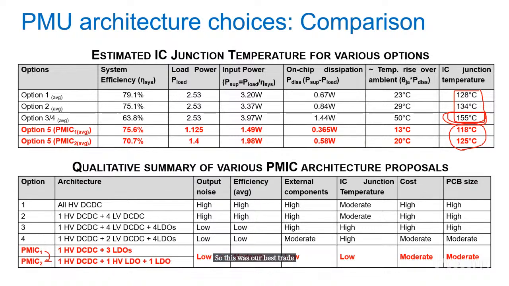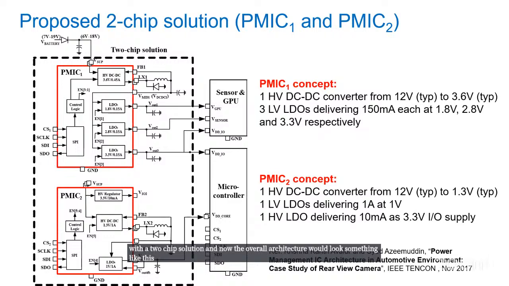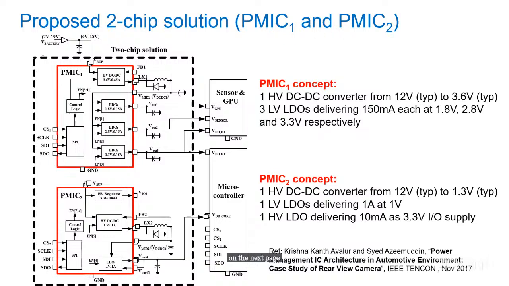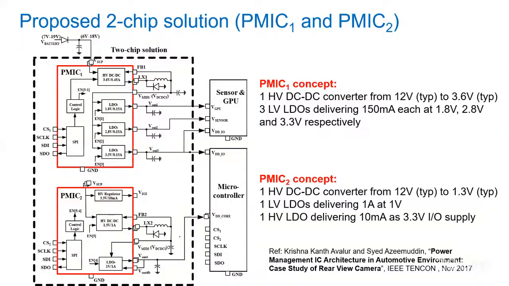So we went with a 2-chip solution, and the overall architecture would look something like this on the next page. You have the entire application that we showed as a dotted black line. The first chip had 1 high voltage DC-DC supplying 3 LDOs. And the second chip had 1 high voltage DC-DC supplying 1 LDO. So this was our architecture concept, which is meeting all our requirements. Now the question is how to design these LDOs.